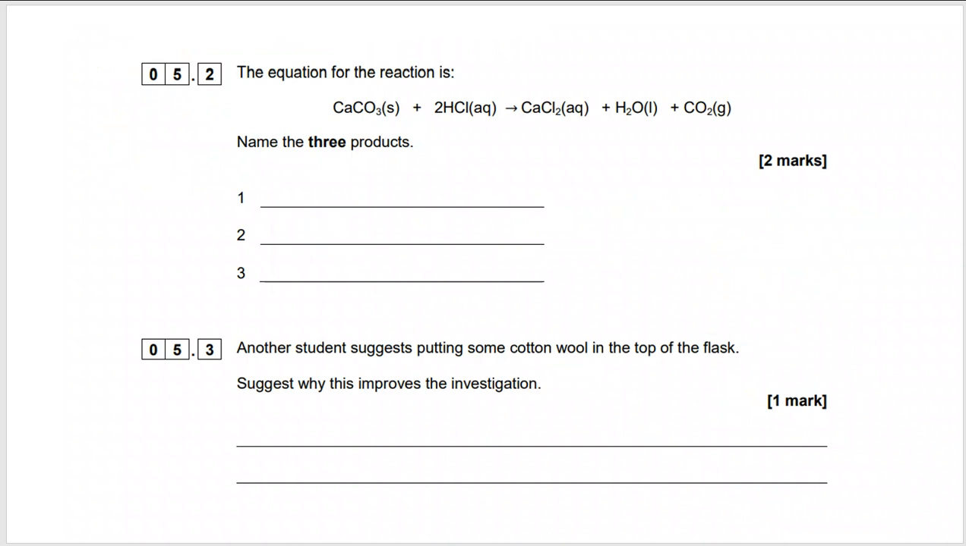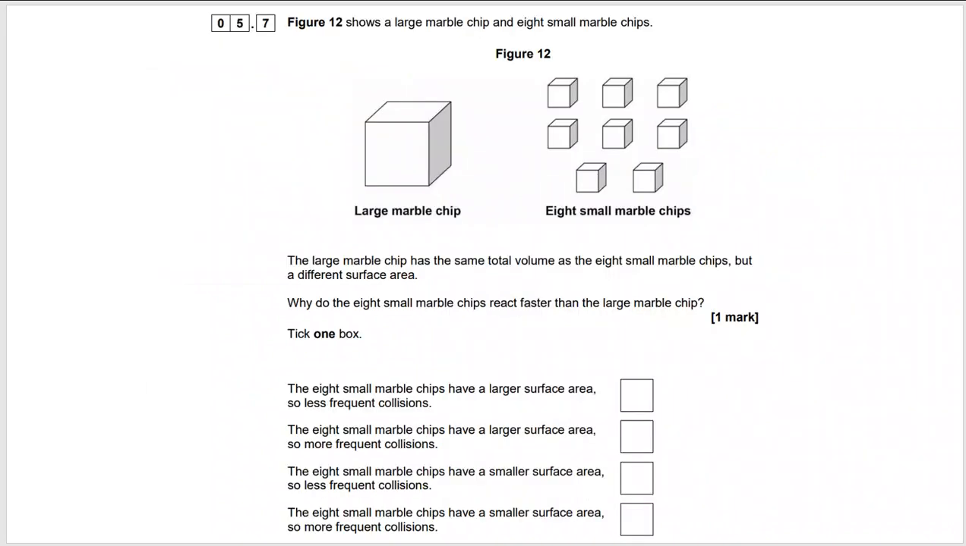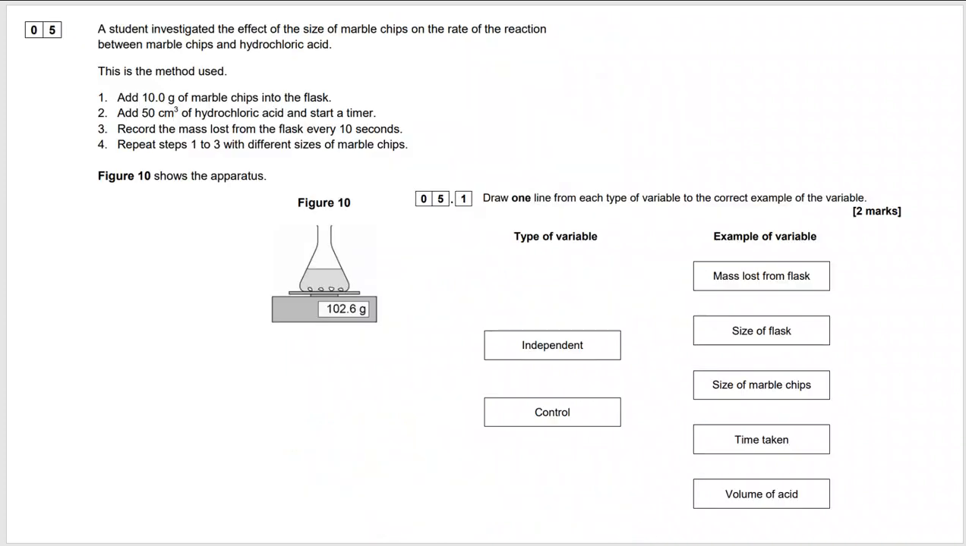5.2 and 5.3. 5.4 and 5.5. 5.6. 5.7, and now we're going to take a look at the answers.